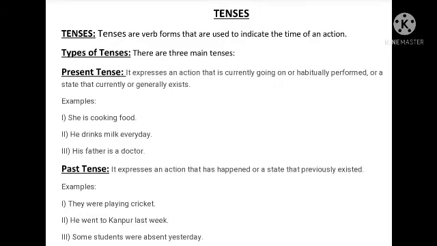Now let's see past tense. Past tense expresses an action that has happened or a state that previously existed. For example, they were playing cricket. He went to Kanpur last week. Some students were absent yesterday. The verbs were playing, went and were, all these verbs show that the sentences are in past tense.